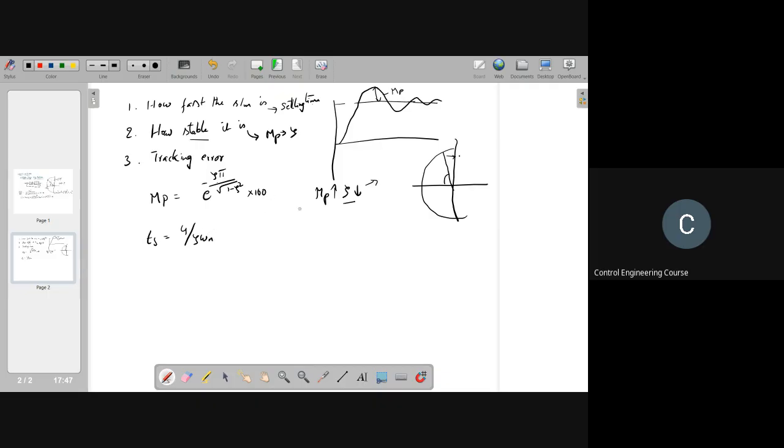So if your pole is closer to the origin, that means zeta omega n is closer to the origin, then your settling time will be more. That means the system is slower. If zeta omega n is far away from the origin, then your settling time will be less. That means the system is faster. So your system response is characterized by this settling time, and stability is characterized by the maximum or peak overshoot. Then tracking error. Tracking error is captured by steady state error, right?